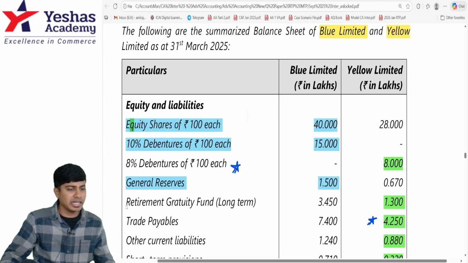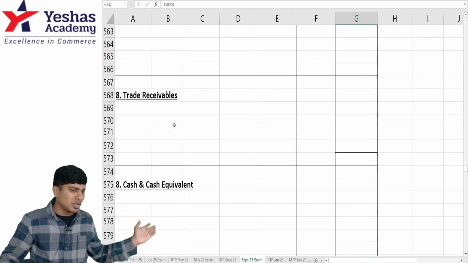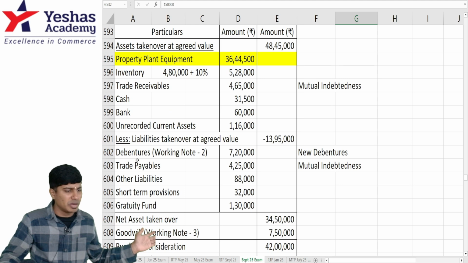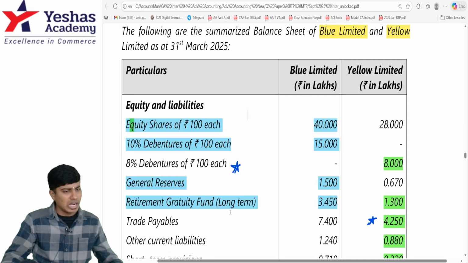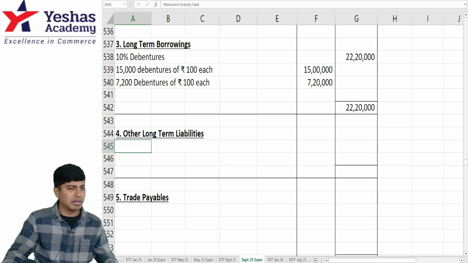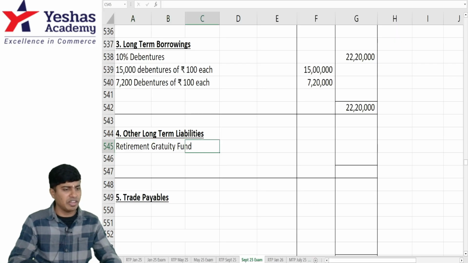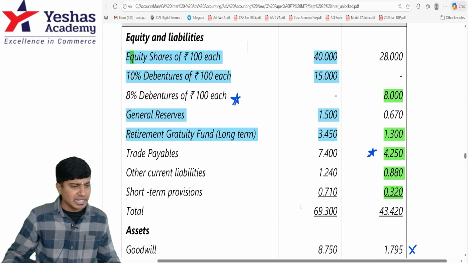Then retirement gratuity fund. How much is ours? 3,45,000. Did you all take 3,45,000 in calculator? And we have taken over their retirement gratuity also. How much is that? Their retirement gratuity fund 1,30,000. Add it together. 4,75,000. I would write in other long-term liabilities retirement gratuity fund, ours plus theirs, 4,75,000. And that's it. There is no other long-term liability. Easy? Okay. Then next item is trade payables.